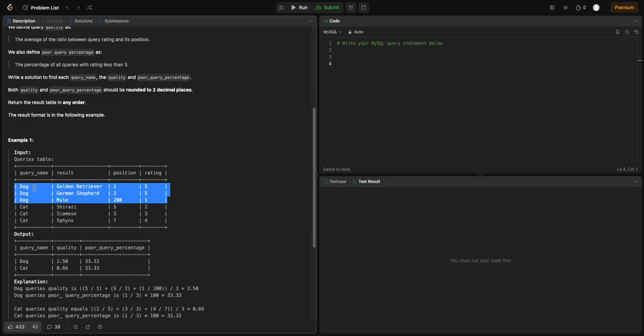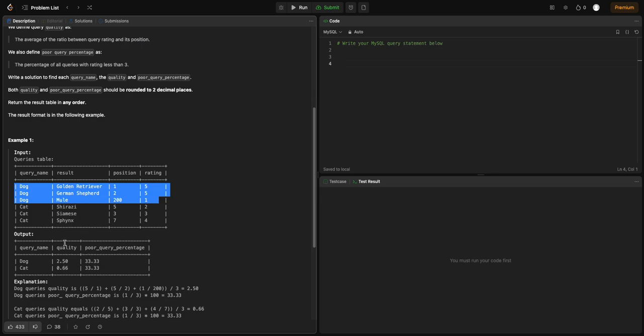We can observe that there are two types of records in this table. One where the query name is dog and the other where the query name is cat. Let's look at those records where the query name is dog. So we observe that there are 3 such records.